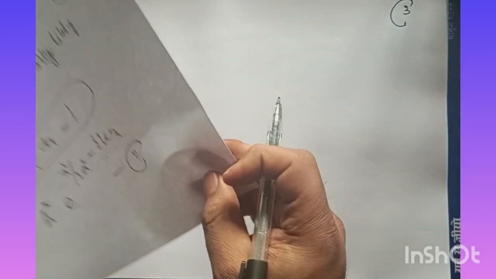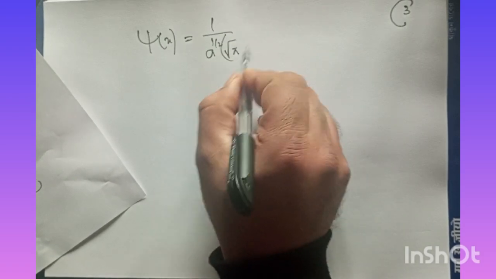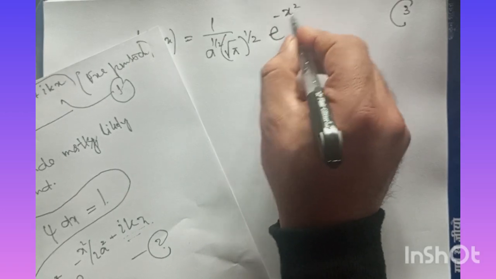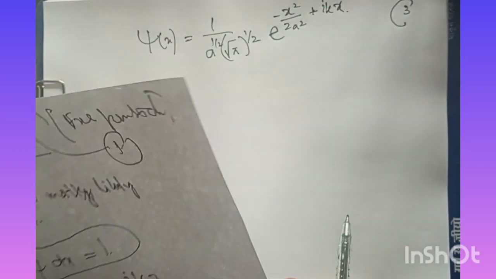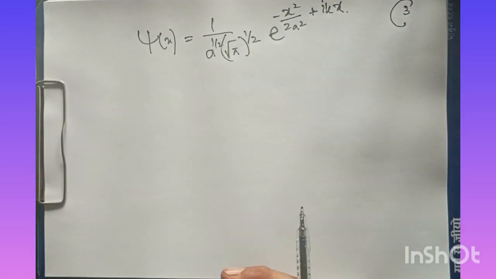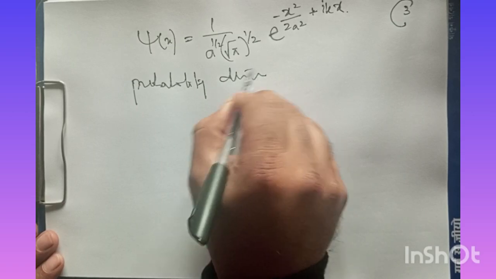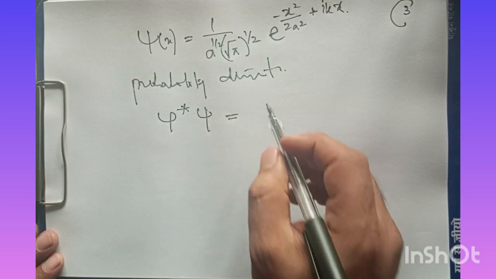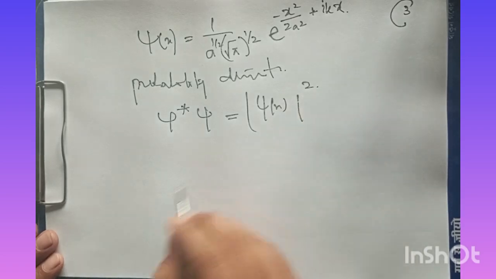Here, this wave function psi of x is now 1 by a to the power of 1 by 2, square root of pi raised to the power 1 by 2, and then we have e to the power of minus x square by 2a square plus iota kx. Now, if we talk about the probability density, what we have to do is take psi star psi, which means we take psi of x whole square. That should be the case.